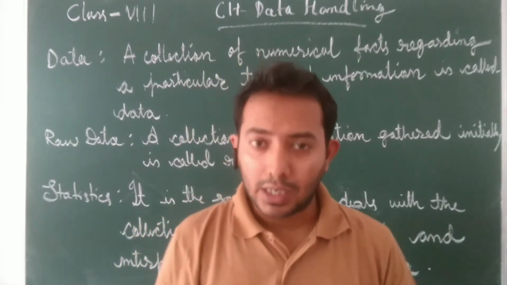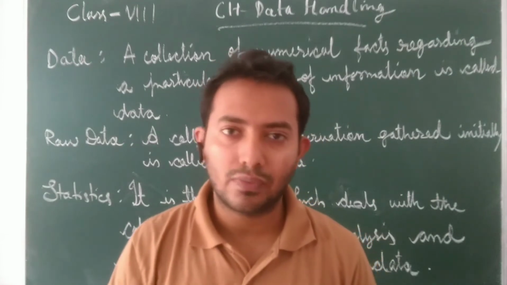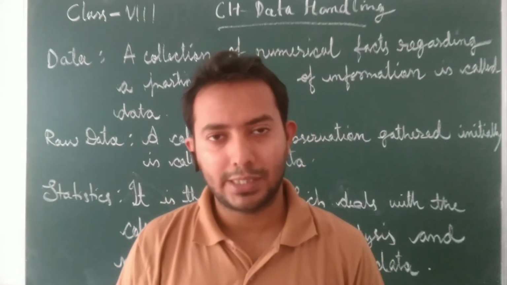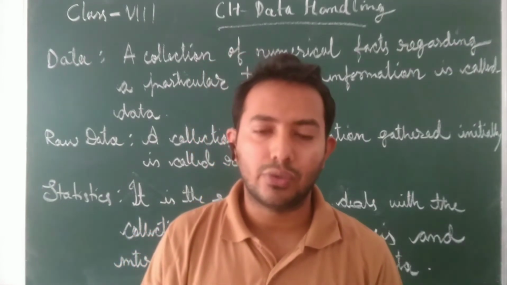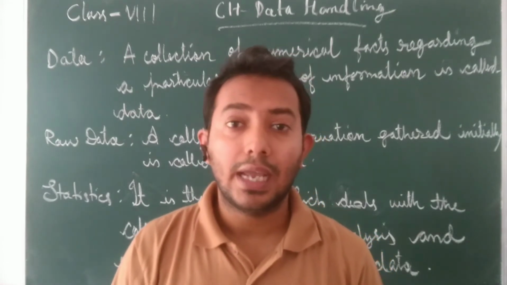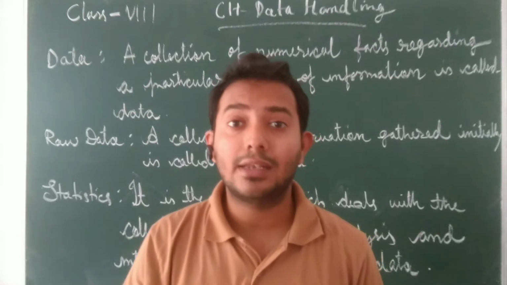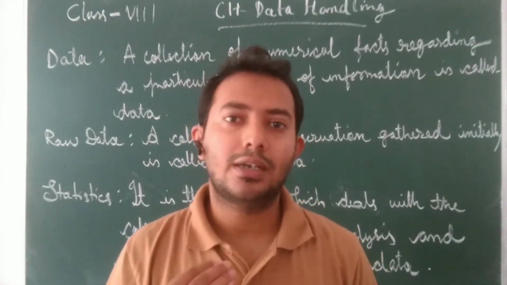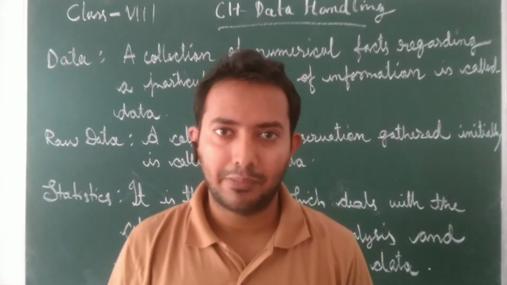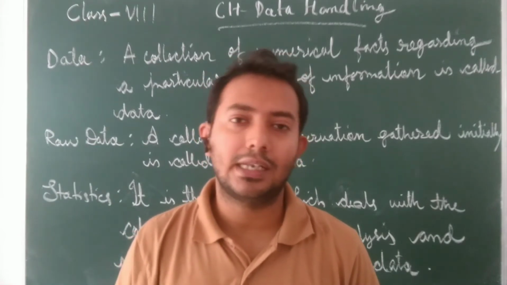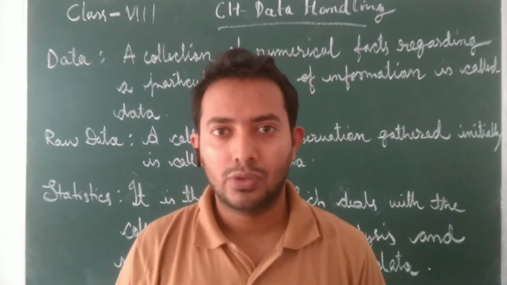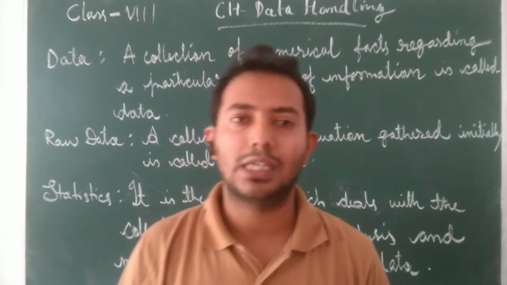On the basis of collection, we have two types of data. One is primary data, another is secondary data. Primary data means directly collected. Directly collected data is called primary data, and indirectly collected is called secondary data. So could you explain this one? Yes, definitely I'll explain it.